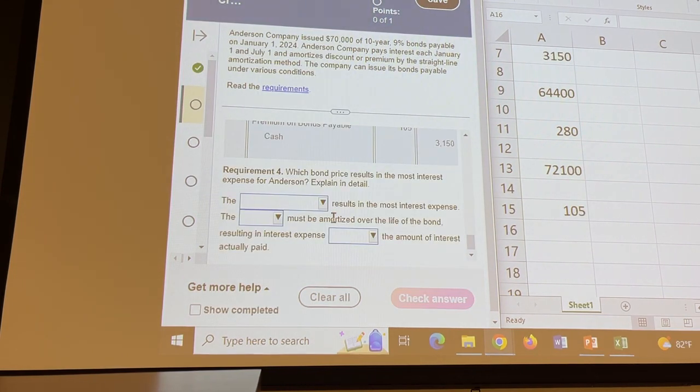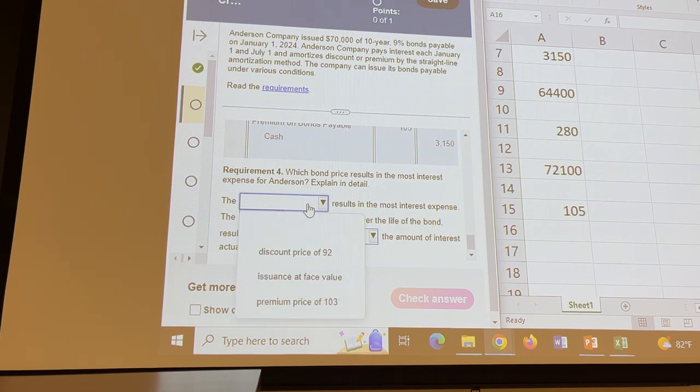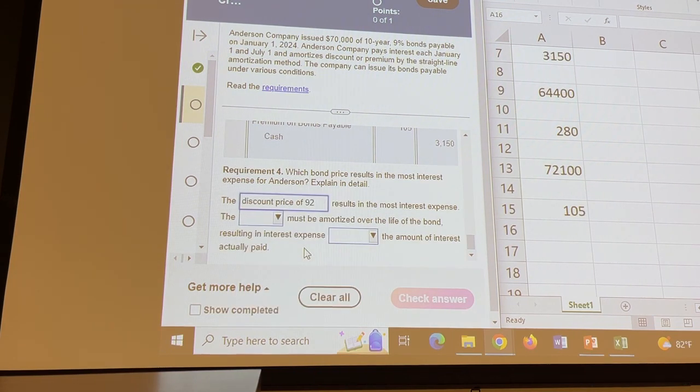Okay, then it says, which bond price results in the most interest expense for Anderson? Which one was that? Discount price? Yeah, it was the discount price of 92. The reason for that, the discount must be amortized over the life of the bond, resulting in interest expense that is greater than the amount of interest actually paid in cash.